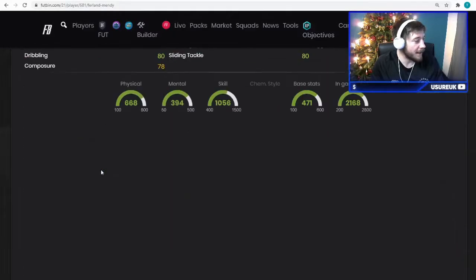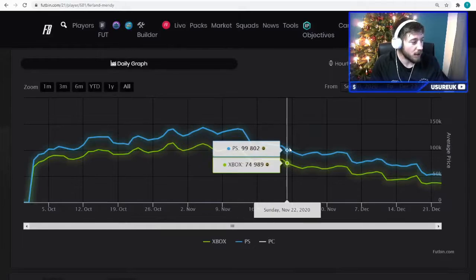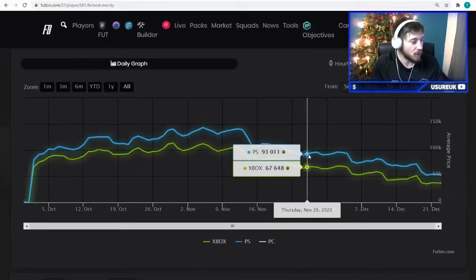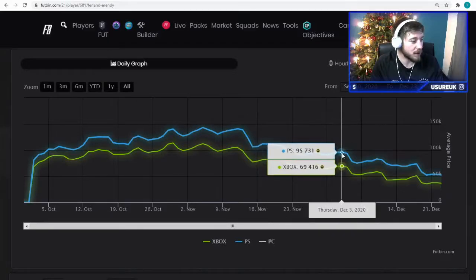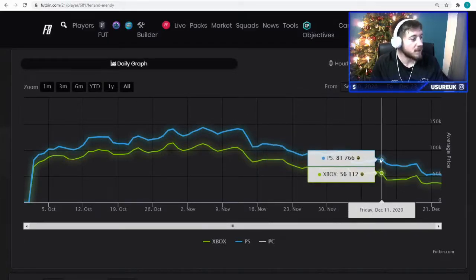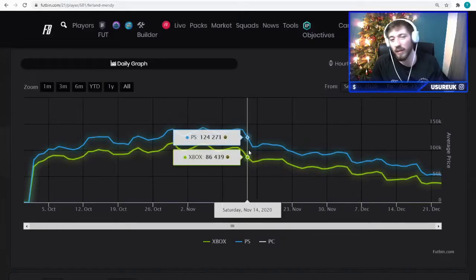And if we look at Ferland Mendy, we see that his graph is just the same. The constant fluctuation of dropping until Wednesday, going up, dropping till Monday, going up till Thursday, dropping. Sometimes Thursday is the cheapest, sometimes Monday is the cheapest. All depends on lots of other factors on the market, which we'll get into in the intermediate and expert editions of these series. But for now, when to buy your team, simply put, Sunday, Monday is your best bet. Check footbin.com for the prices.